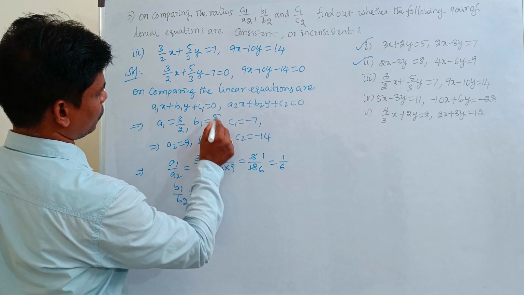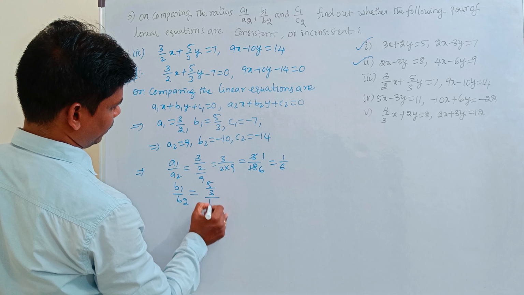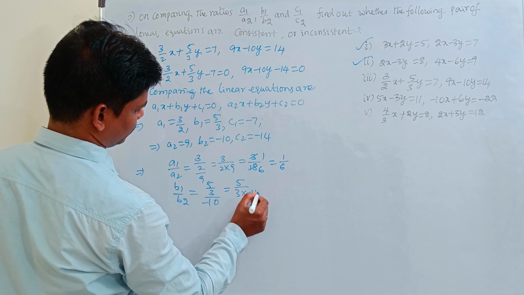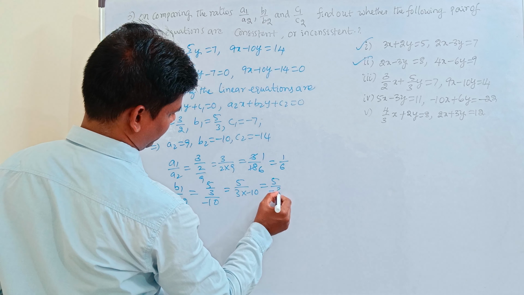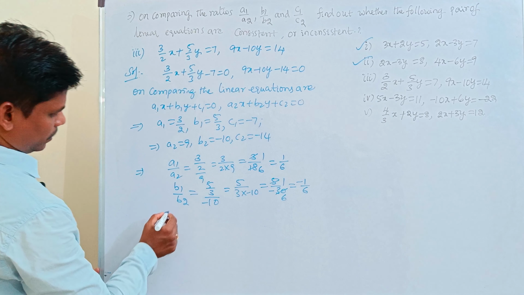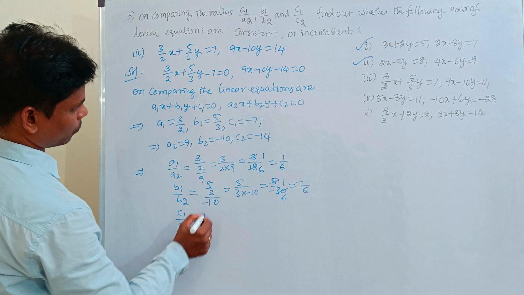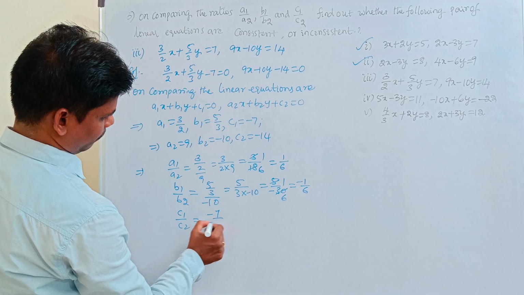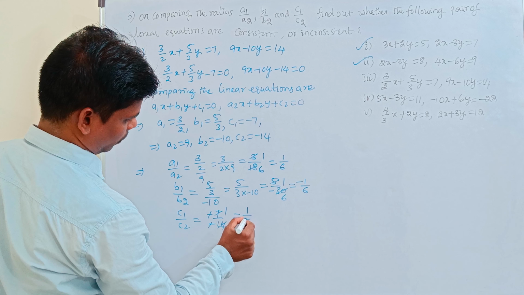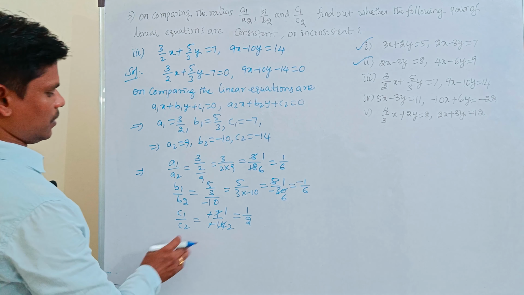Here the ratio is 5 by 3 by minus 10. So 5 by 3 into minus 10, that is 5 by minus 30. 5 ones are 5, 5 sixes are 30. That is equal to minus 1 by 6. Next, c1 by c2, minus 7 by minus 14. The minus signs cancel, 7 ones are 7, 7 twos are 14, so 1 by 2. So what is the condition here?